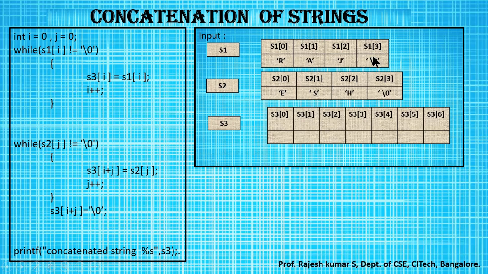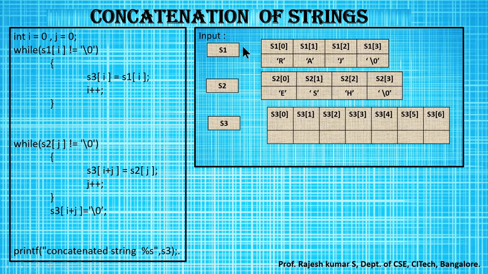When we reach the null value, we'll stop reading the first string and go to the second array. In the second array, we'll start reading from the initial value, and I'll store this E in this location, S in this location, H in this location. When I encounter the null value in the second array, I will stop reading and I will insert a null value at the end of the S3 array.